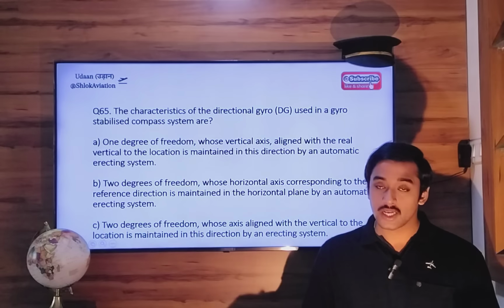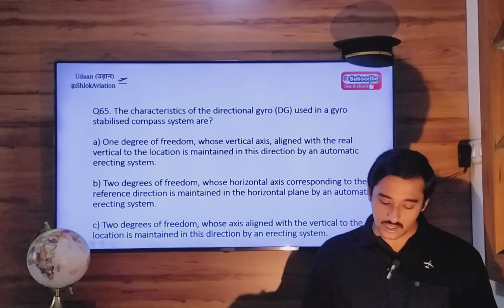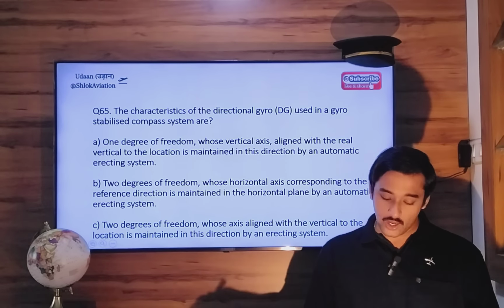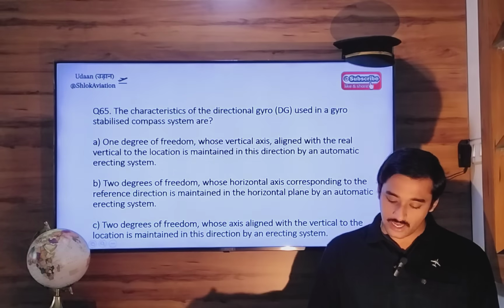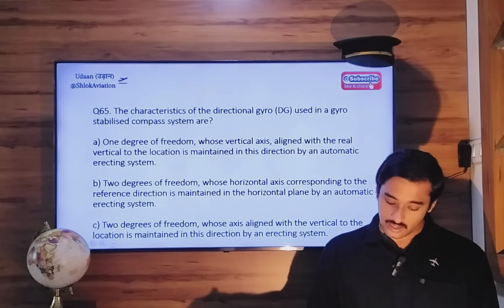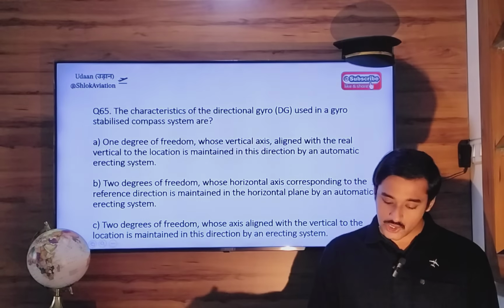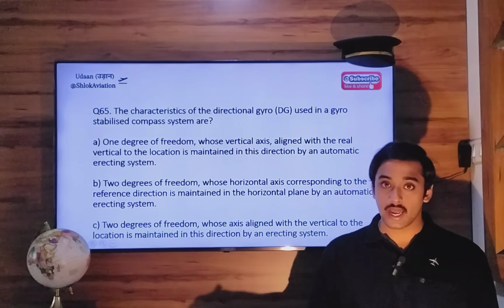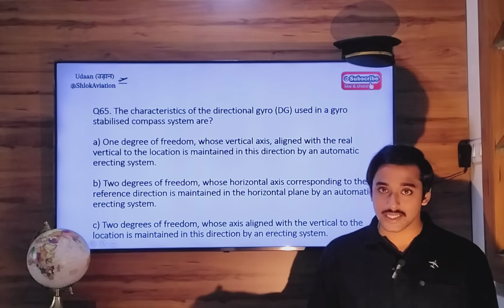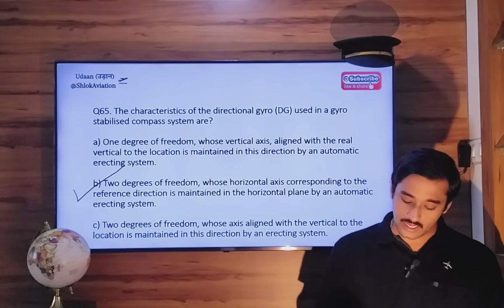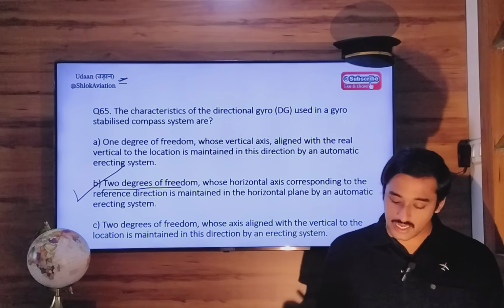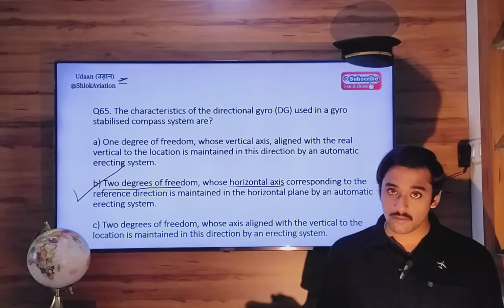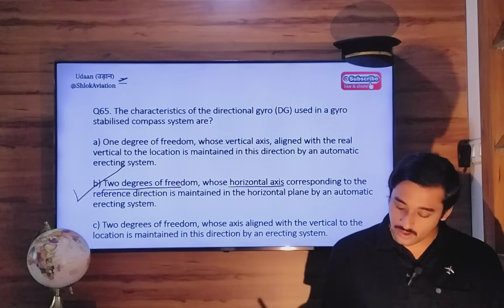The characteristics of DGI used in a gyro stabilized compass are: 1 degree of freedom, vertical axis aligned with the real vertical by automatic erecting system; 2 degrees of freedom, horizontal axis then maintained in the horizontal plane by automatic erecting system; again, 2 degrees of freedom, axis aligned with vertical maintained by an erecting system. So option D is the correct answer. Your DGI has 2 degrees of freedom. It has a horizontal axis, not a vertical axis, and it is maintained in the horizontal plane by an automatic erecting system.